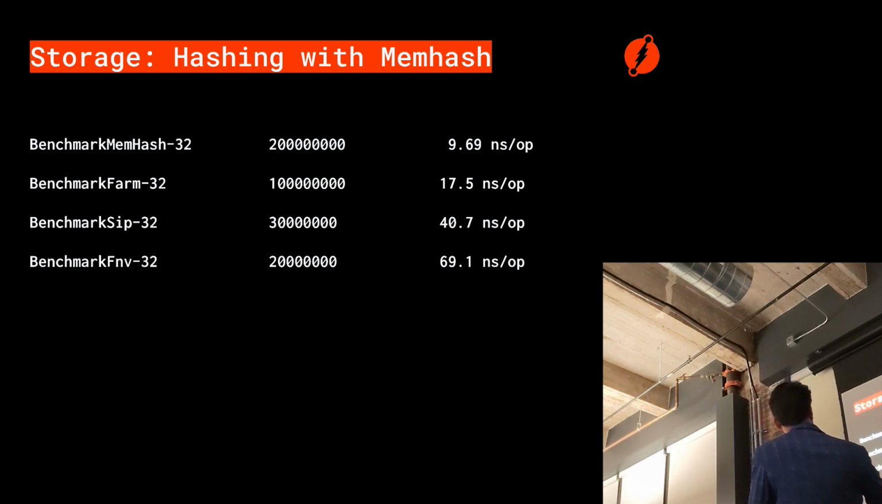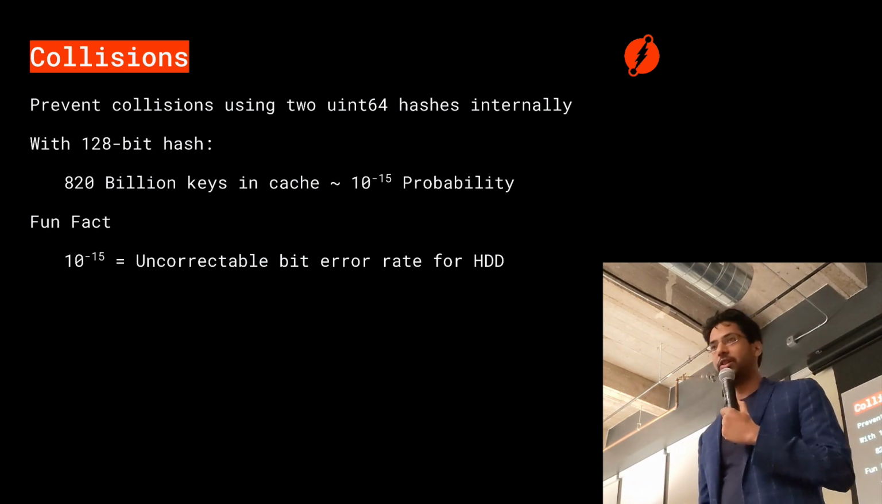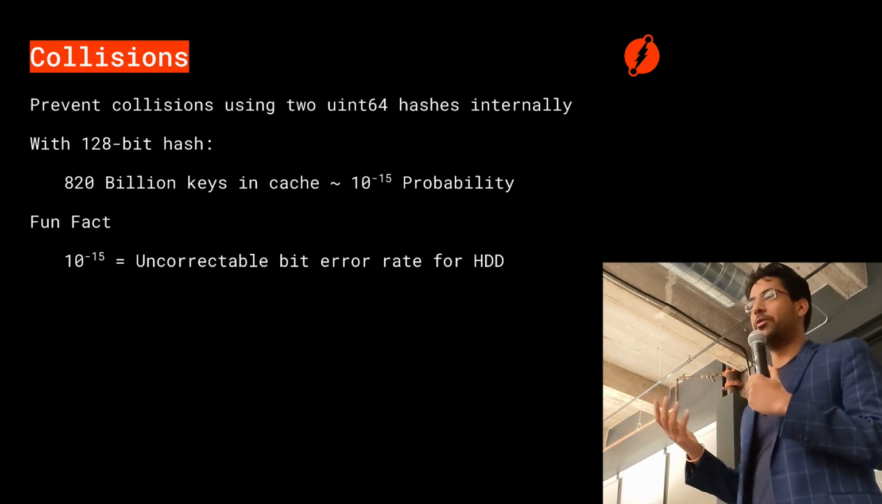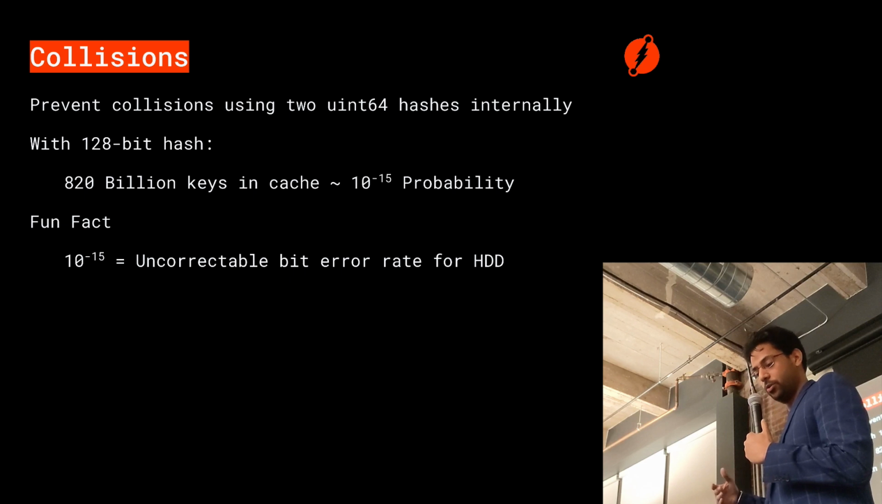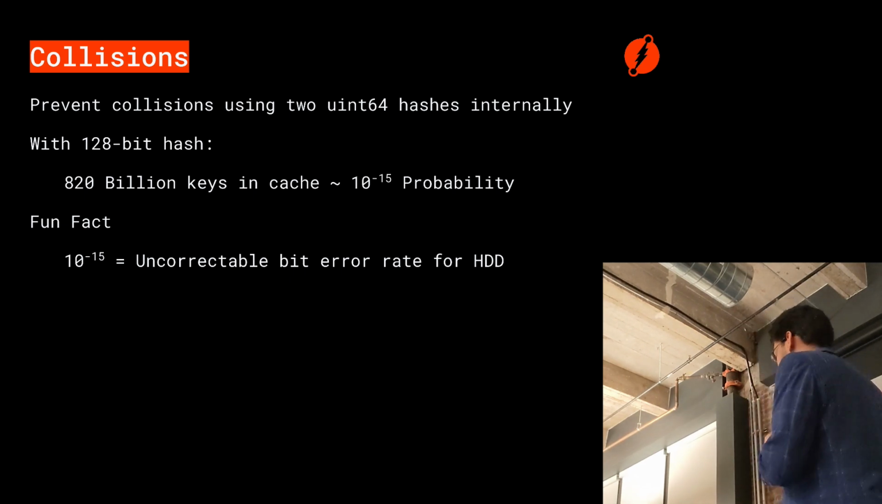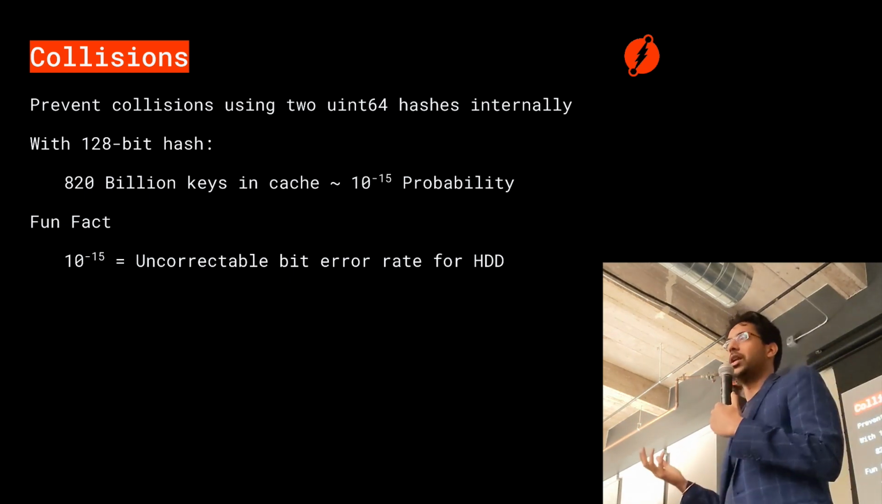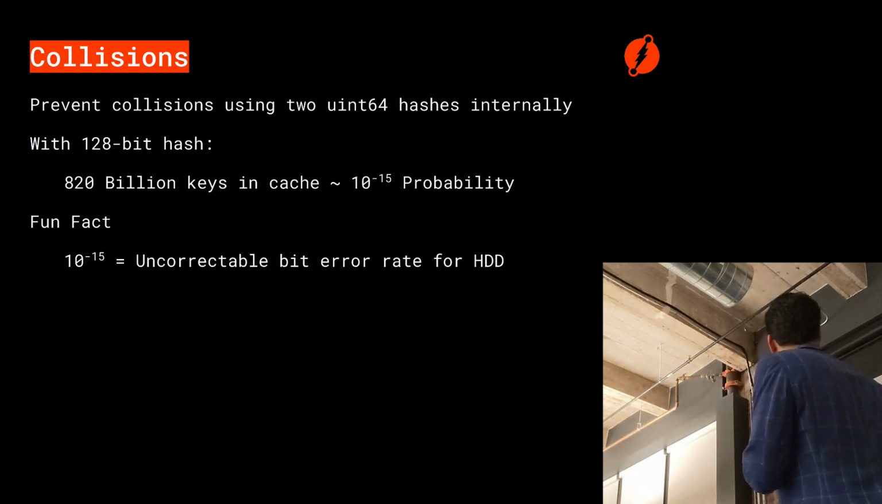So that's what we're using for hash. Now there is a real issue here. People are like, hey, but a 64-bit key is not sufficient. You could have collisions. So what we did is to run it twice and get two UInt64s, to give us the equivalent of a 128-bit hash.